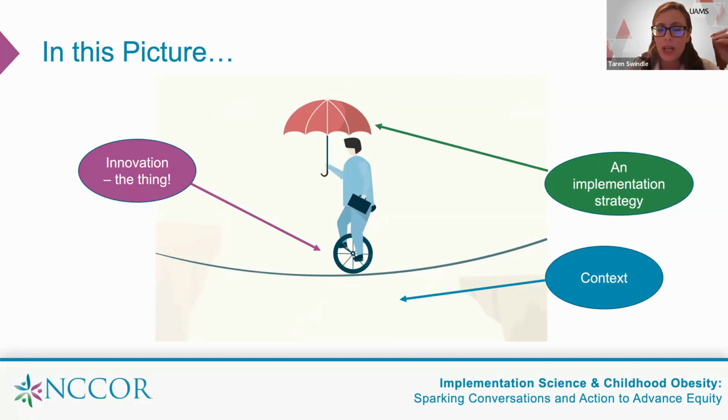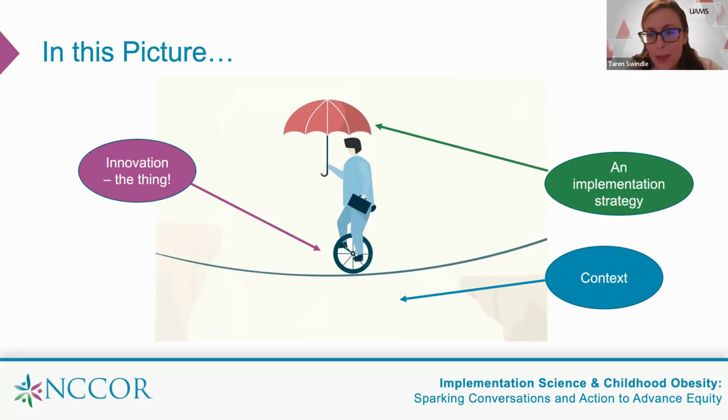We have this innovation that is the unicycle and the tightrope. But we also need help as we go. So we are going to use an umbrella to support us, to help us with our balance. And so that's the implementation strategy. And this is all taking place in a context. Presumably, we're thinking about this a little bit differently if it's windy, or if we're way high, if this chasm is very high, or if there's something dangerous below.